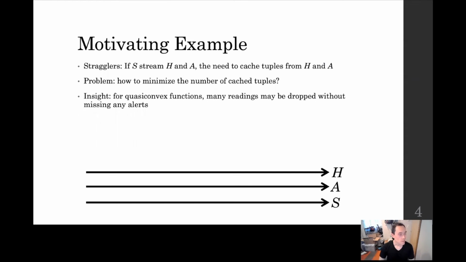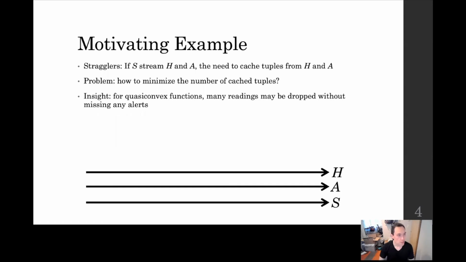Now, why is this expensive? Why is this such an important question? In order to illustrate that, let's take a look back at our motivating example. Again, we have 3 streams illustrated below with time running from left to right. Those streams again are S, H, and A.